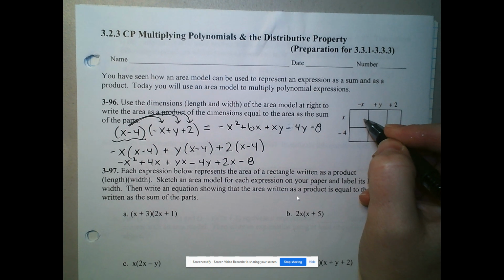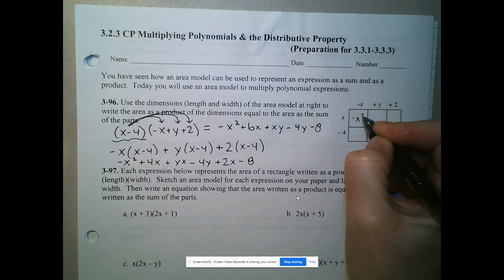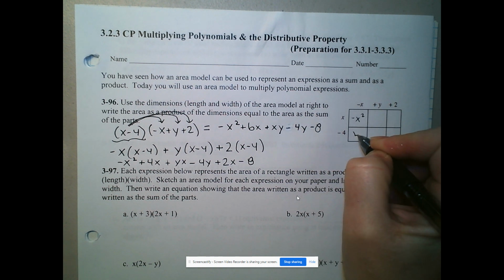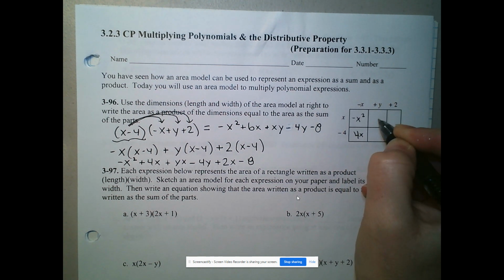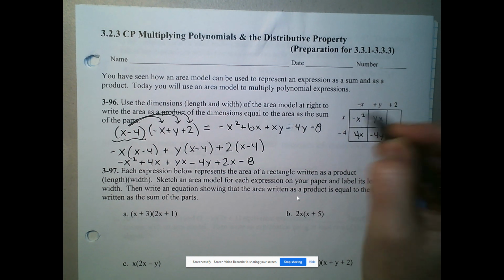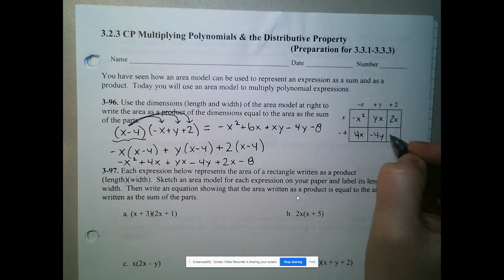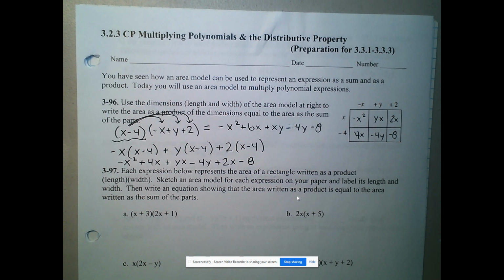If we go and check, did we get the right answer? Negative x times x would be negative x squared. Negative x times negative 4 would be 4x. Y times x, there's your yx tile. Y times minus 4 would be minus 4y. 2 times x, there's the other 2x to go with our 4x. And 2 times minus 4 is minus 8. So we did get the same answer as the diagram, which is wonderful. Shows that our distributive property works.